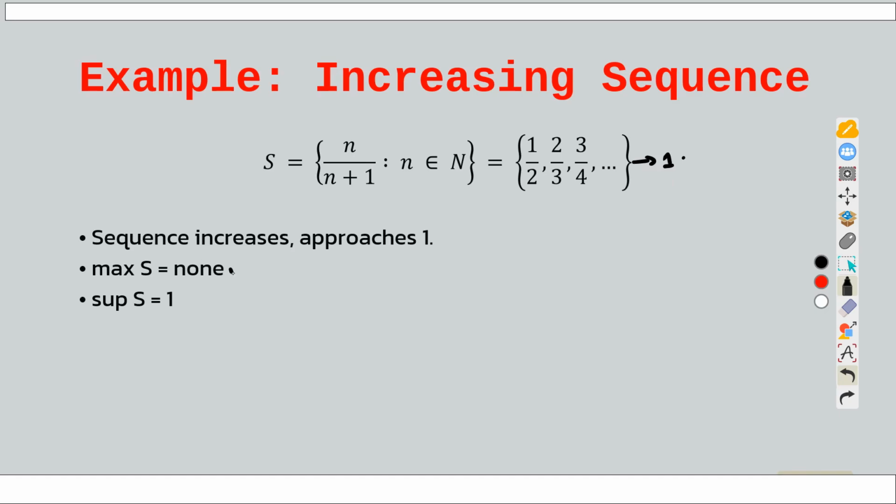So this set has no maximum, but the supremum is 1, because all the terms of this set will surely be less than or equal to 1. There is no way they can exceed 1. So 1 will become the least upper bound. So the supremum becomes 1.